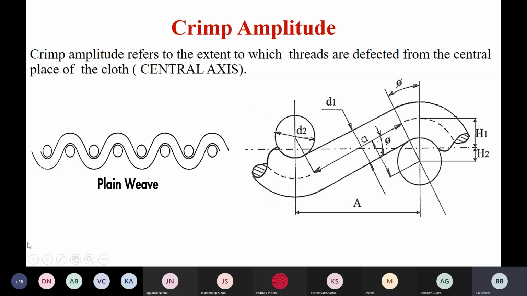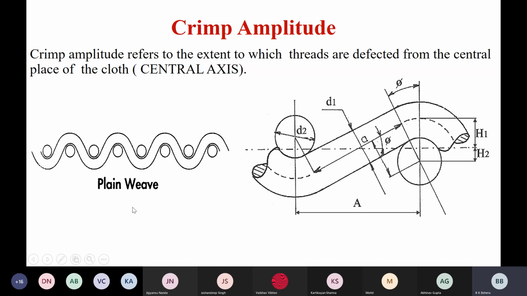And we know compressibility is very important for our comfort. If a fabric is very harsh and not compressible, then we feel uncomfortable. Also, crimp will decide the surface texture. Crimp will decide the permeability behavior.